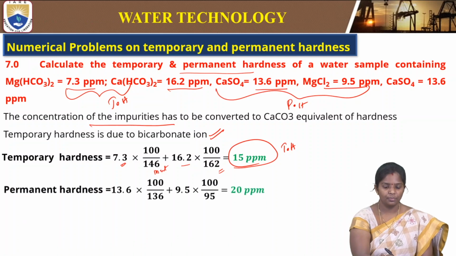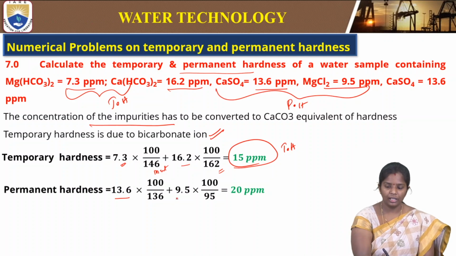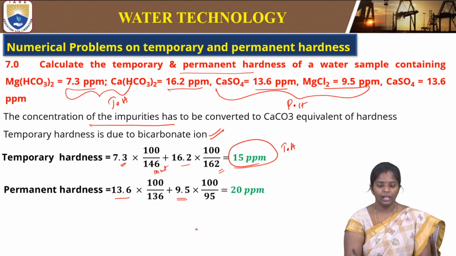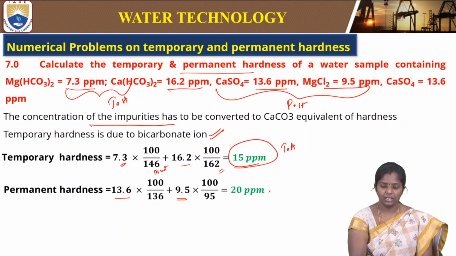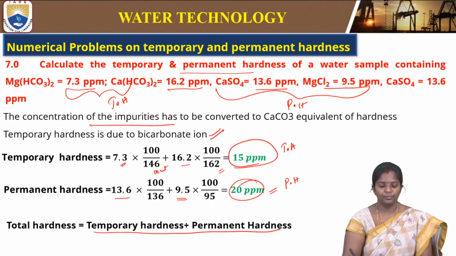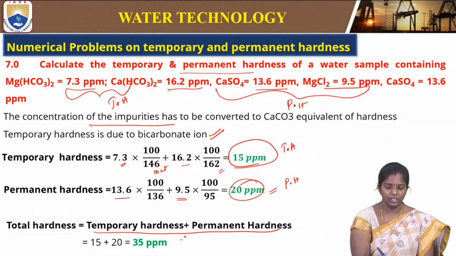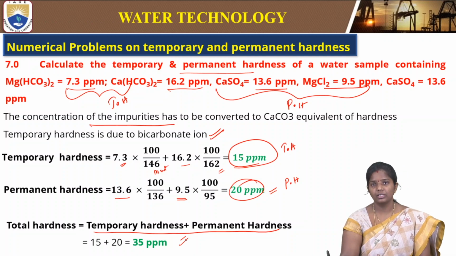The permanent hardness: 13.6 for the calcium sulfate and 9.5 for the magnesium chloride, multiplied by 100 by 95, where 95 is the molecular weight for that particular salt, and is equal to 20 ppm, that is permanent hardness. Temporary and permanent together will give the total hardness for that sample, and we get 15 plus 20, that is 35 ppm is the total hardness present in that particular water sample.